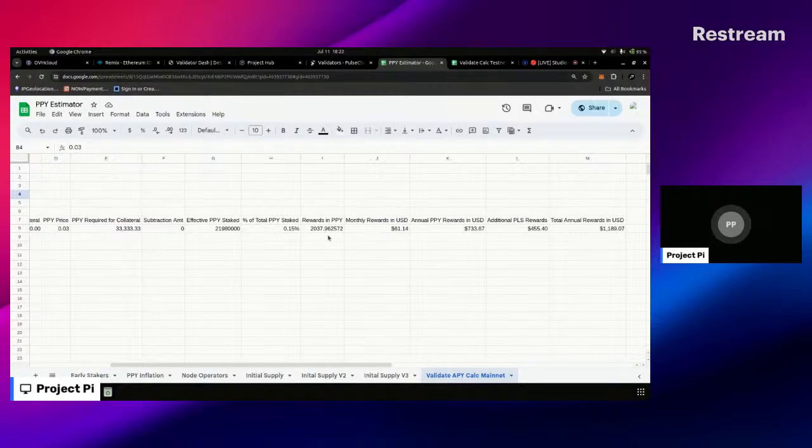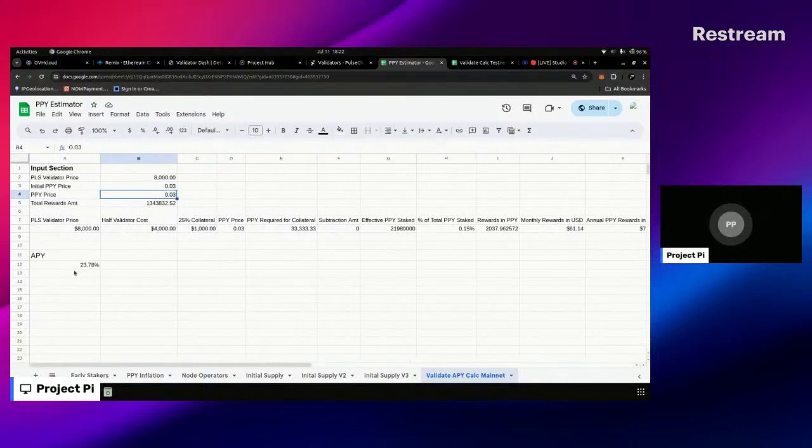2,037.96 PPY. That will come out to a monthly reward of about $61.14. Annual PPY rewards in dollars, 733.67. And then the additional Pulse rewards would jump to 455.40, which would give you the total annual rewards in USD of 1,189.07. Again, that would equate to the 23.78%.